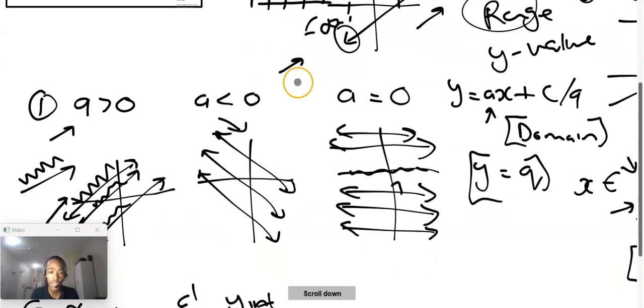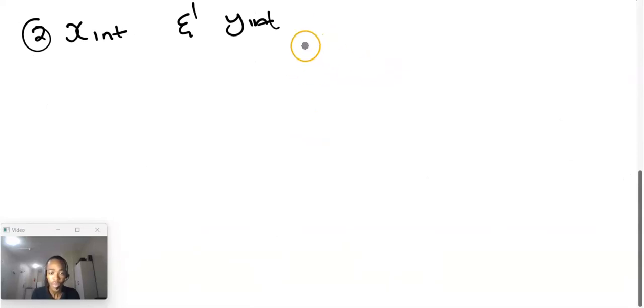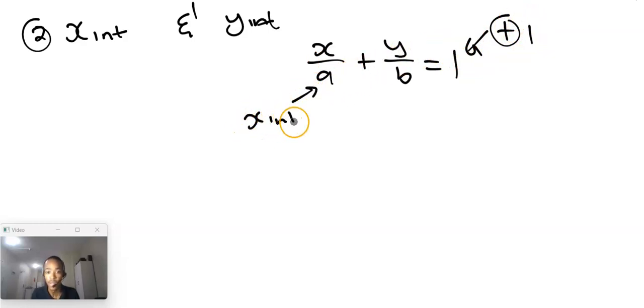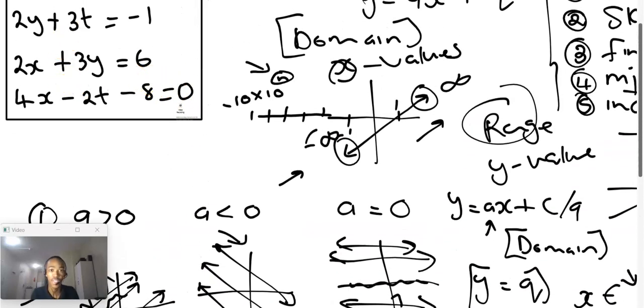And of course, if our function is given as x over a plus y over b is equal to 1, make sure that this here is a positive 1. In that case, this here will be the x-intercept, and this here will be the y-intercept. So for instance, let's take this function here.